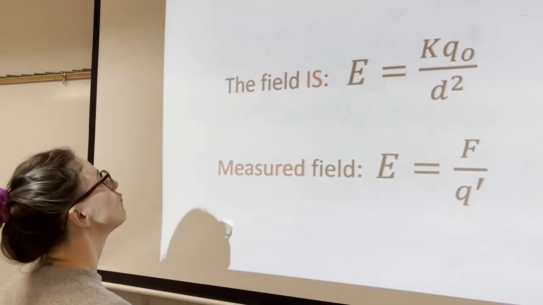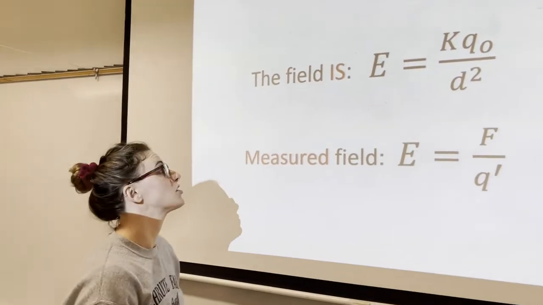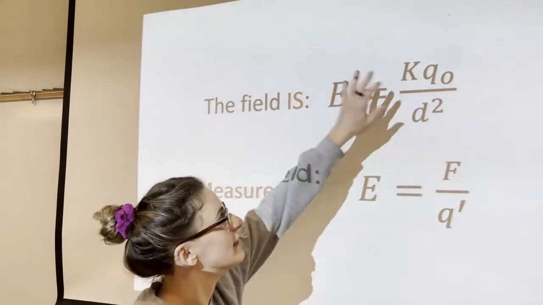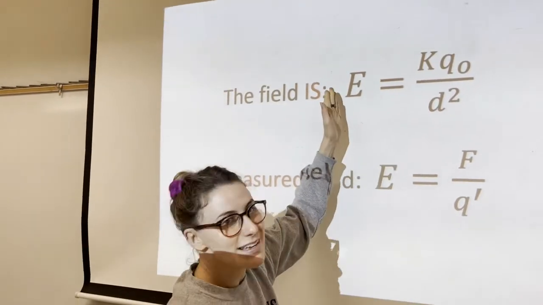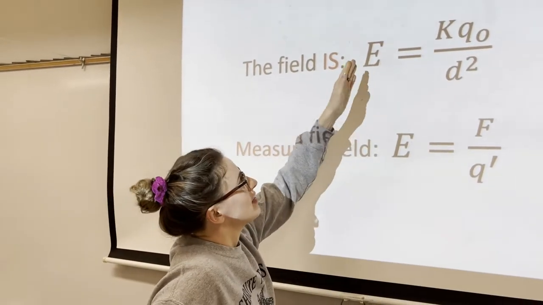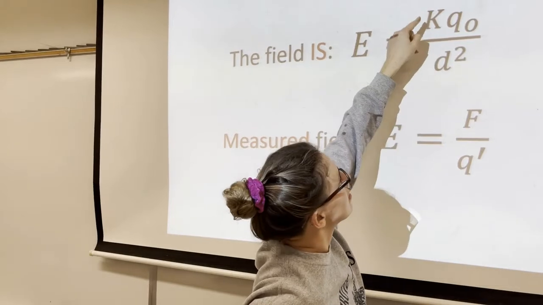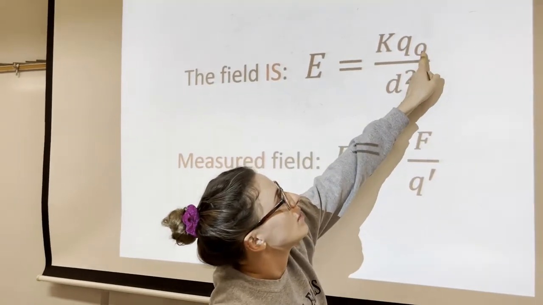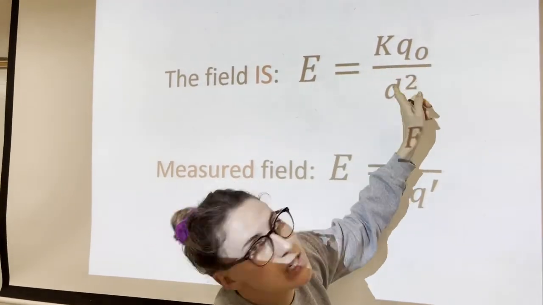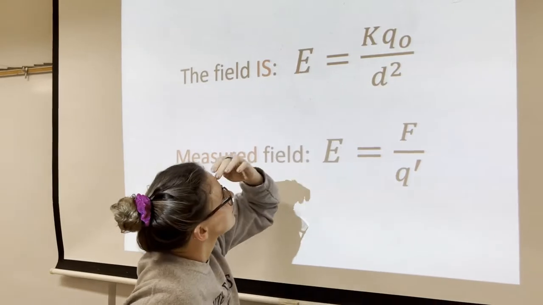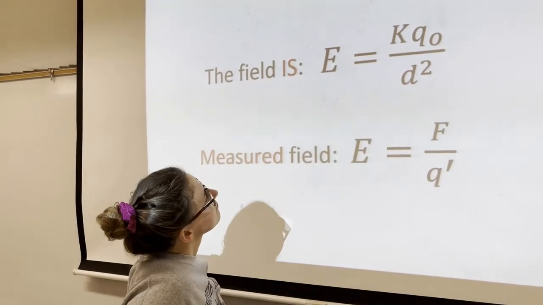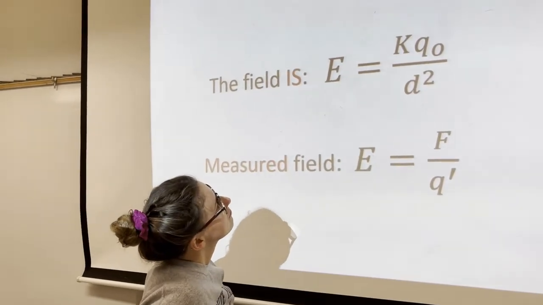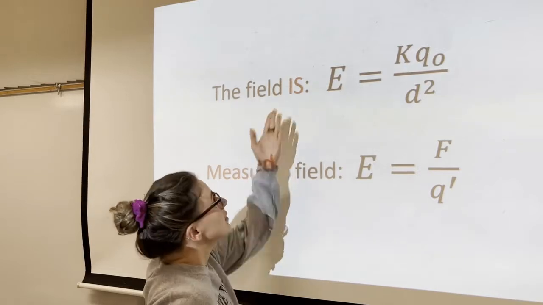Okay. So we've got two equations when we're talking about the electric field. The field is this, and we've got the electric field, and we've got our electrical constant. And in this one, we're looking at the originating charge and the distance. It's the originating charge that has the electric field around it. Whether you have a test charge to measure it or not, the field is there.